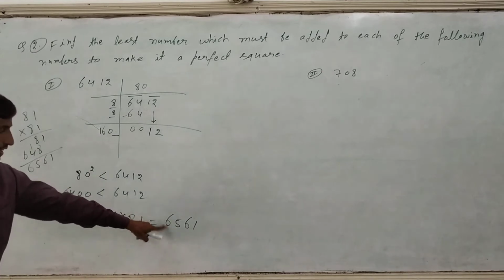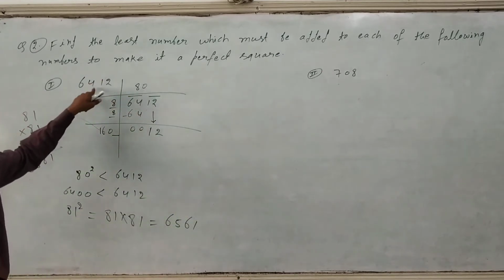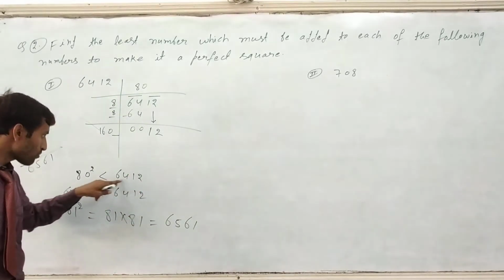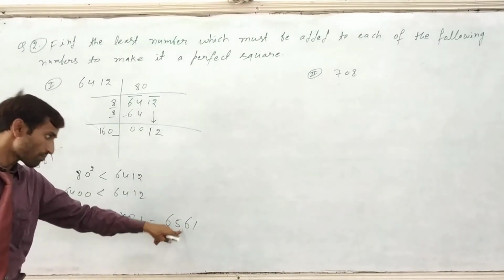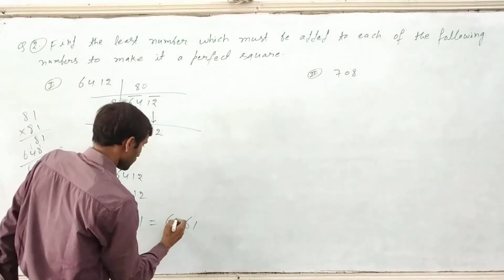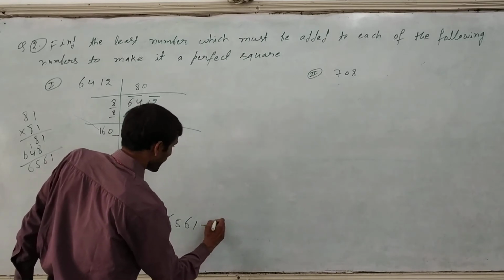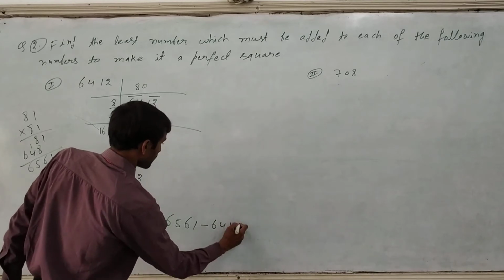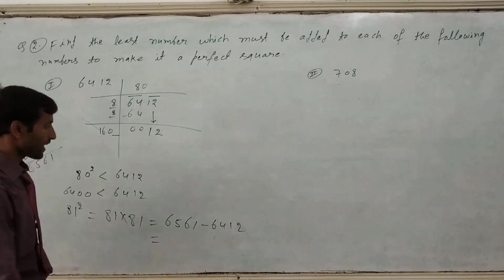So 6561 is greater than this number, meaning this is the perfect square number after this number. So what number we have to add here so that it will become this number? In that case we have to subtract, from this number to this number, just subtract 6412 from the required 6561. Then just see, it will subtract. It will come 9.